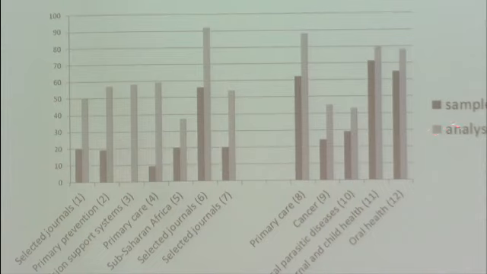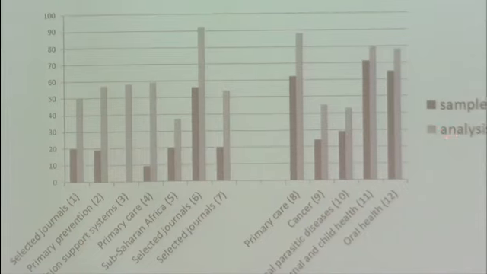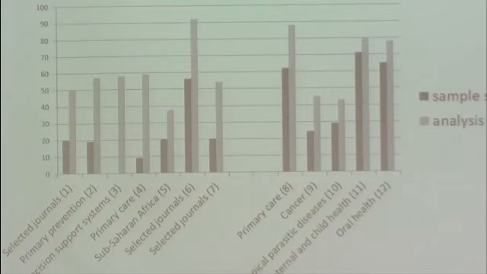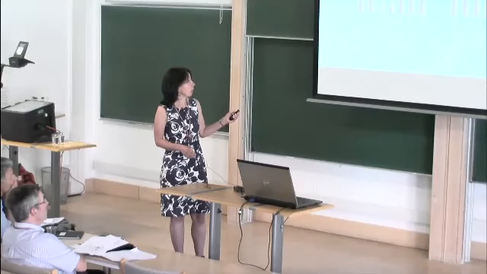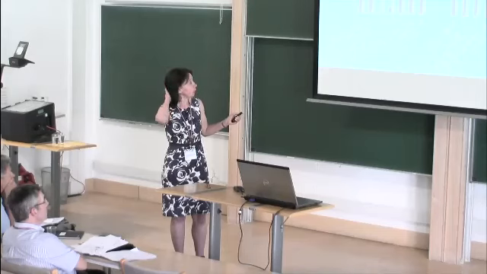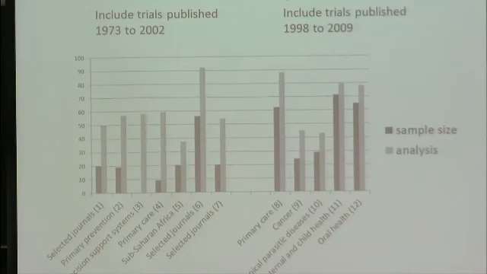Now the grey bars show those trials that account for clustering in the analysis, and you can see certainly on this left-hand side they're much higher than the bars for the trials that take account of clustering in the sample size calculations. So trials published between these dates, actually about a quarter or so, take account of clustering in the sample size calculation. If we look over this side, you've got trials published between 1998 and 2009 included in these 6 reviews, and you can see that there's been some improvement, but it's still not great.